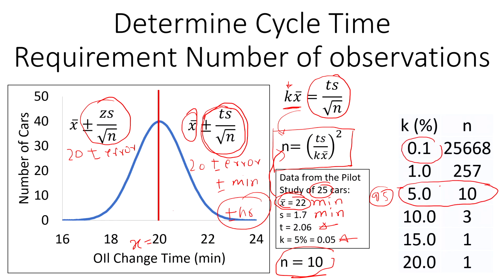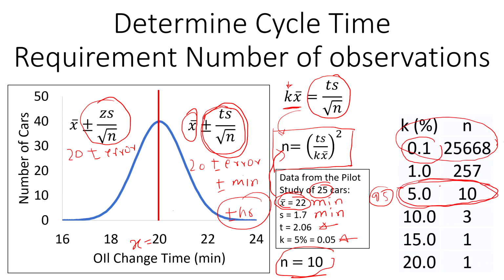Now, if we want to be very close to that actual mean, let's say only 0.1% away from the true mean, 99.9% close to the true mean, then we have to study over 25,000 oil changes to set that standard, which is ridiculous. In most situations, 5% is a good enough number. So we'll be about 95% close to the actual thing.